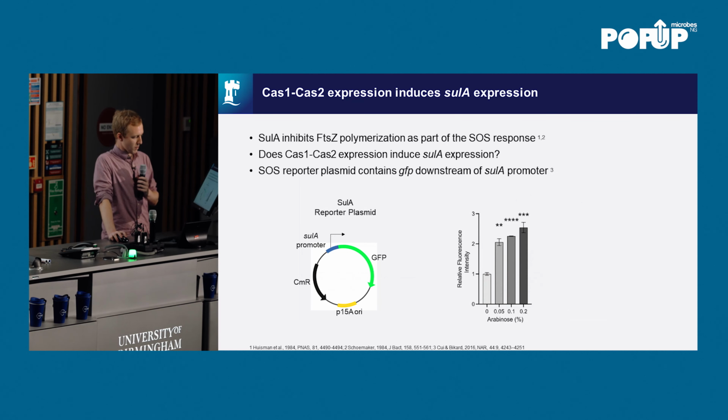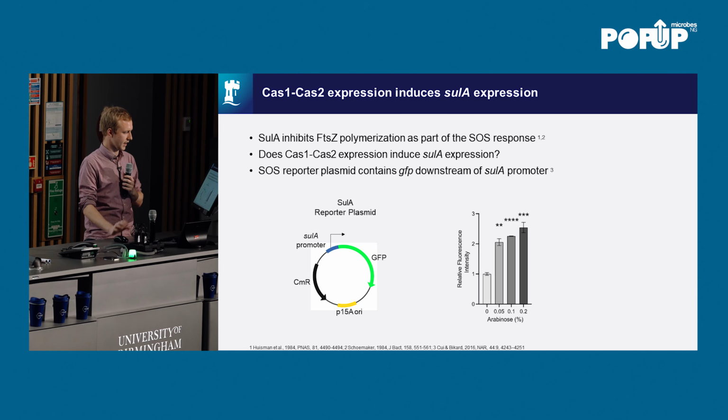So one of the genes we're most interested in the SOS response is sulA. So this inhibits the polymerization of FtsZ, so higher order structures aren't formed, so the Z ring doesn't form, so the cell filaments and gets longer. So I thought the most likely explanation as to why Cas1, Cas2 is causing filamentation is because it's inducing sulA expression.